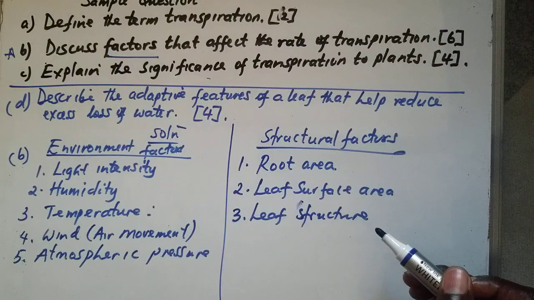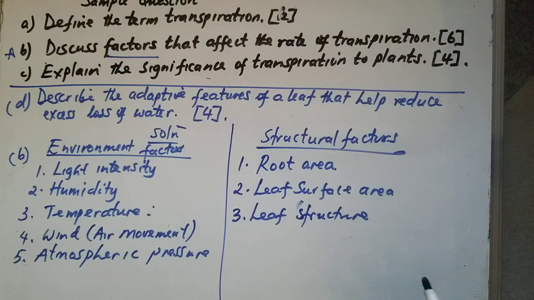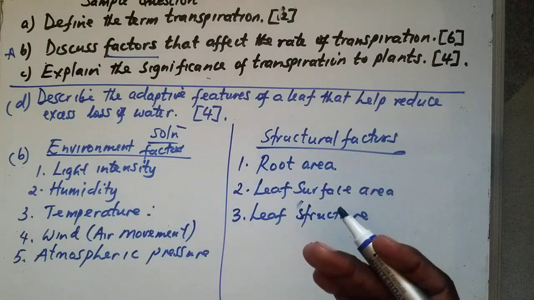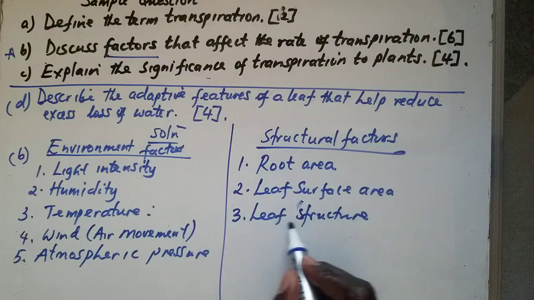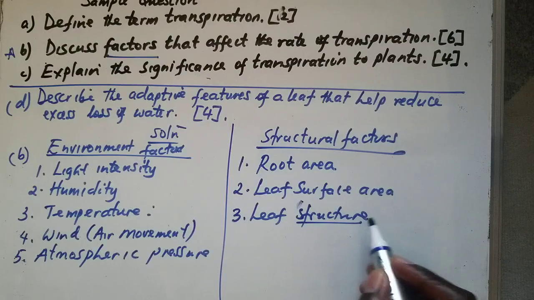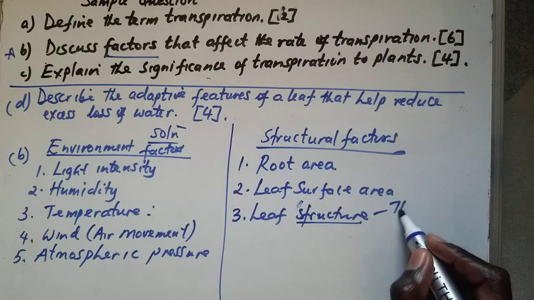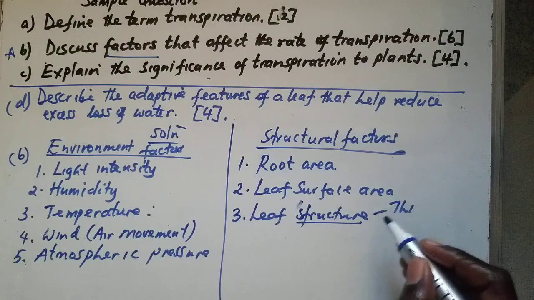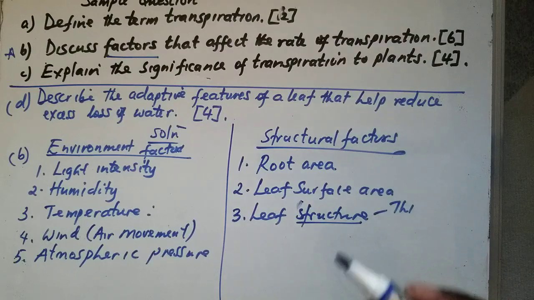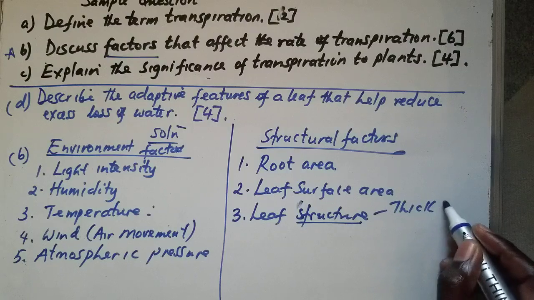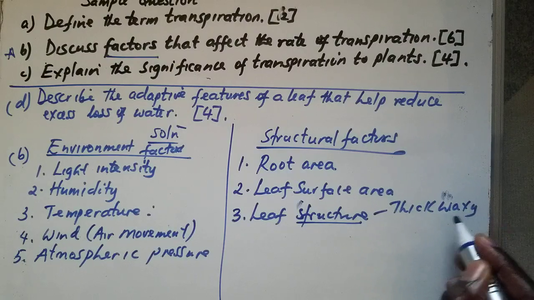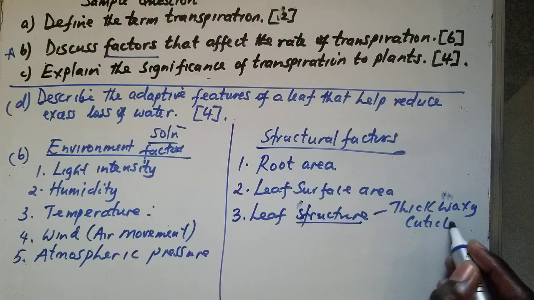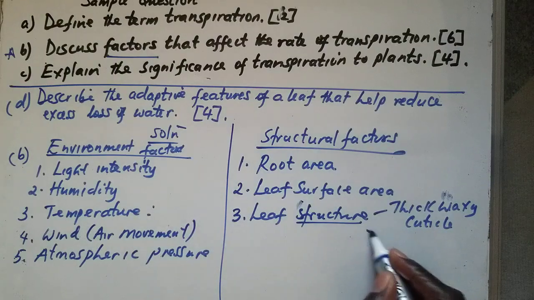For example, presence of a few stomata or sunken stomata generally will always reduce the rate of transpiration. That's what we mean. And another structural feature that I can talk about is simply a thick waxy cuticle. So if there's a thick waxy cuticle, it actually reduces the rate of transpiration.